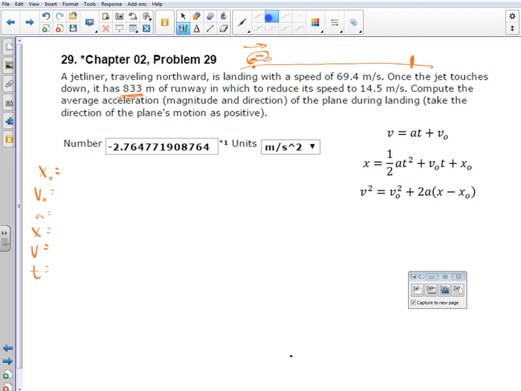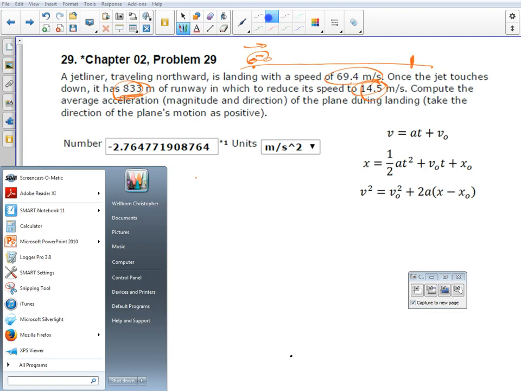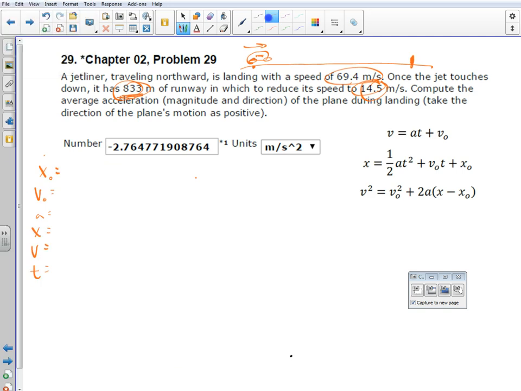Not actually stop, I take it back. It's going to go to some lower speed. We read it carefully. It has a larger speed at the beginning and a slower speed at the end. But unlike the previous problems where they gave us time, now they're giving us distance. So I'm going to assume that we start at 0 meters again and that this 833 is where I'm going to end up. My original velocity is 69.4 meters per second, and the final velocity is 14.5 meters per second.